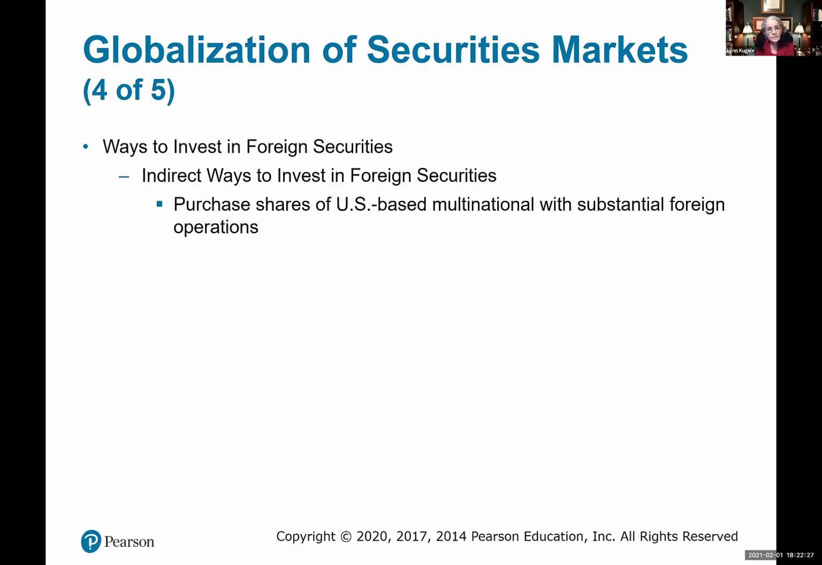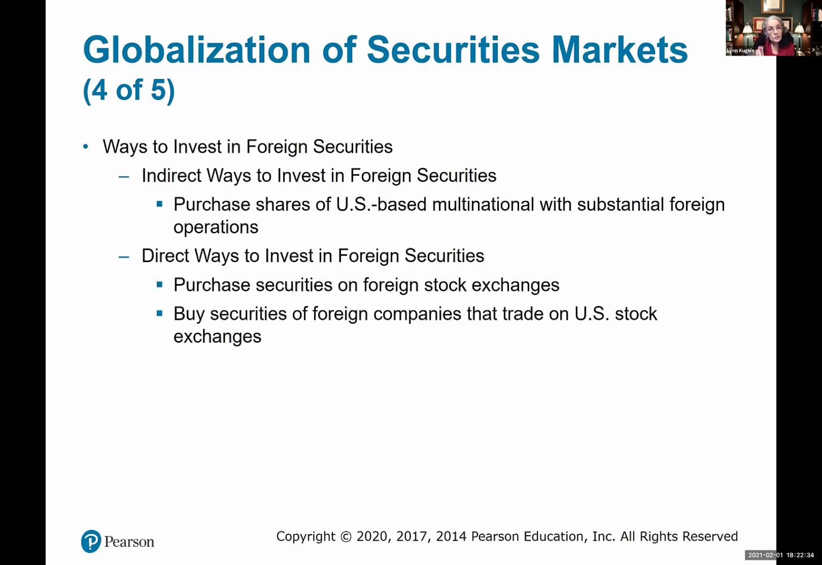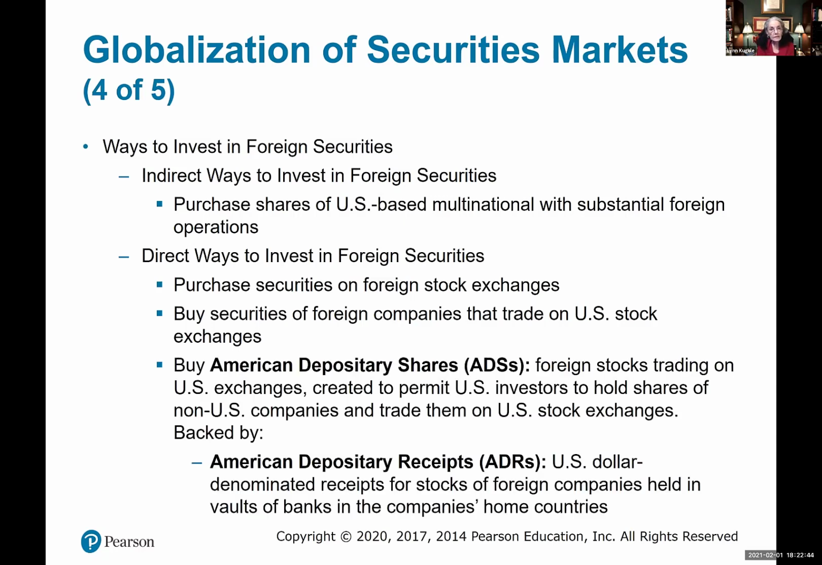There are a few ways to invest foreign. You could purchase shares of a US-based company with a lot of foreign operations. Or you can do it directly. You can purchase securities on foreign stock exchanges. Risky, but you can do it. You can buy the securities of foreign companies that trade here. And there are two options on that: ADSs and ADRs. American depository shares are foreign stocks that trade on our exchanges, so they meet the registration criteria.